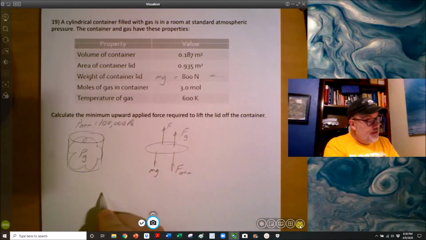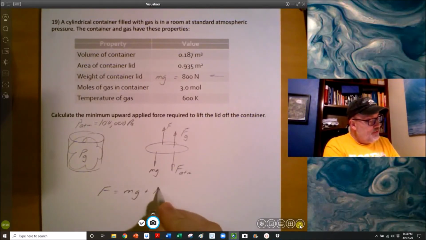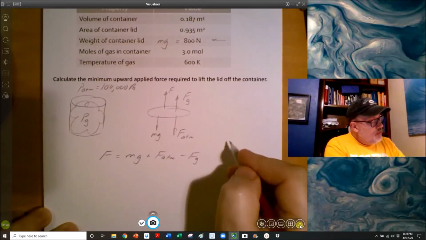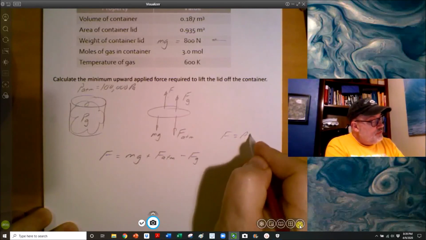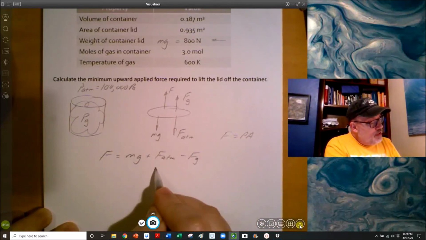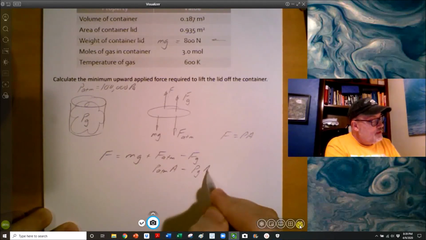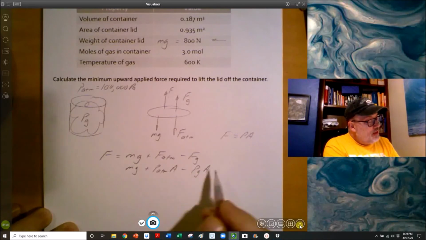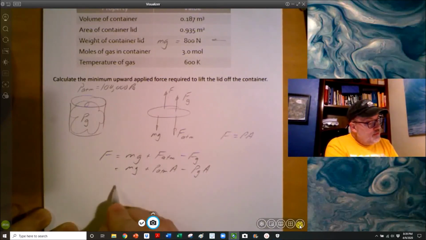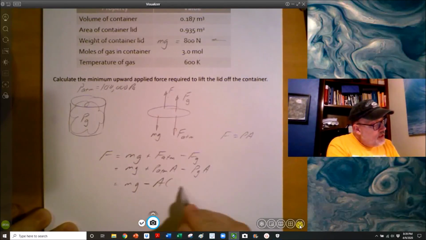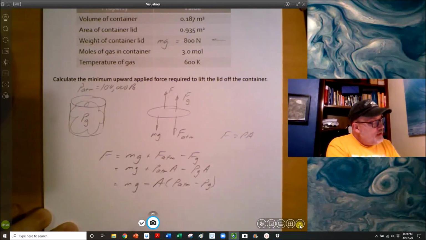Or what I can do is the force that I have to lift up equals mg plus force from the atmosphere minus the force from the gas. Now, remember the force is equal to pressure times area. So these are both going to be pressure from the atmosphere times the area minus the pressure from the gas times the area, plus mg. And I'm going to factor out this area, so I'm left with mg minus the area times the difference in pressure, pressure from the atmosphere minus the pressure inside the gas.